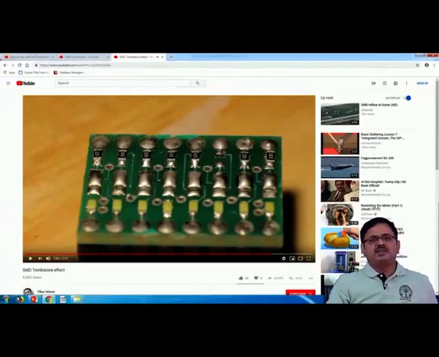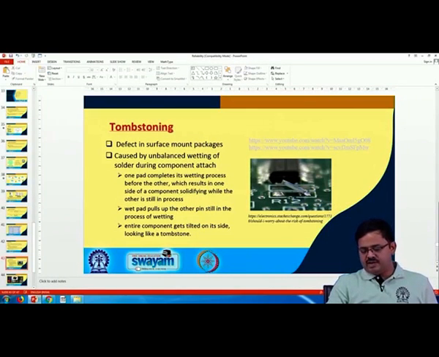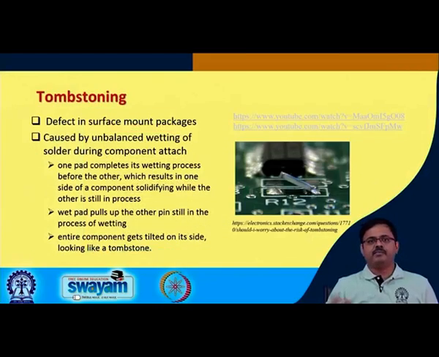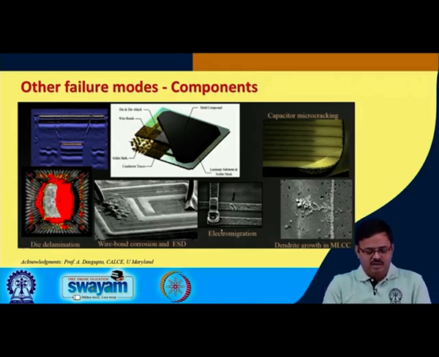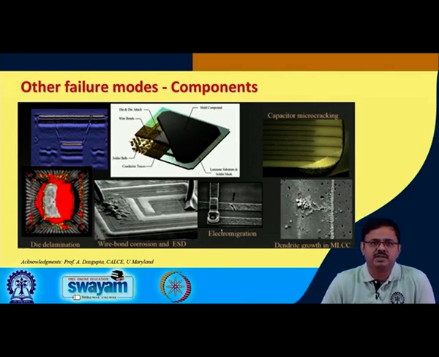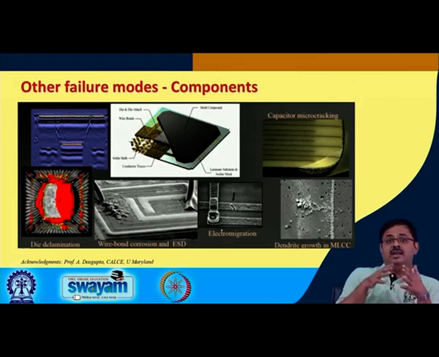So, that kind of gives us a visual appreciation of what this tombstoning effect is all about. Okay. All right. So, let us look at some other failure modes. Again, acknowledgements to Professor Abhijit Dasgupta. So, at the component level, you see these kinds of defects or failure modes: capacitor micro cracking, dendritic growth, electromigration.